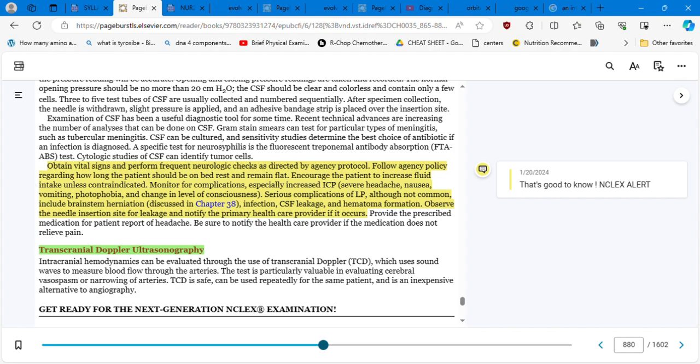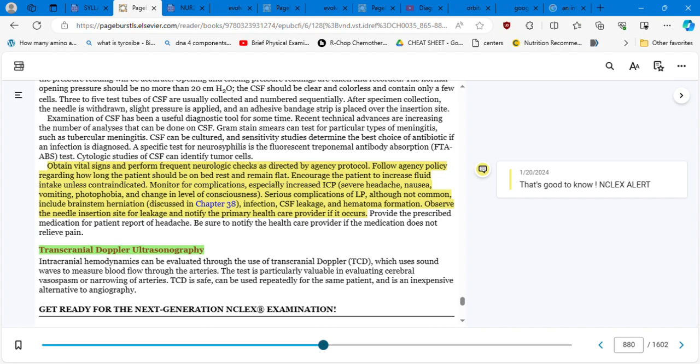Professor, what are the symptoms of increased intracranial pressure? So you have severe headache, nausea, vomiting, photophobia, and change in level of consciousness. Okay, serious complications, although not very common, include brain stem herniation, or infections. Professor, how can I assess for infection after this procedure? Check for redness, warmth to touch of the skin around the site where the puncture was done, and whether the patient is having fever, for example.